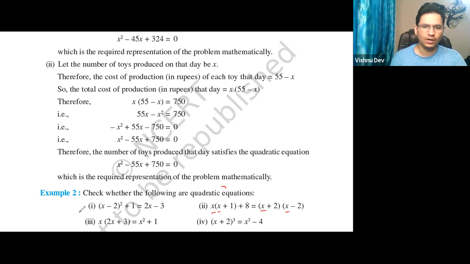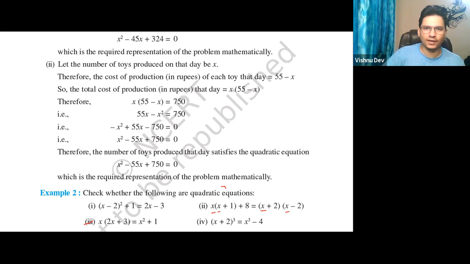Okay, chalo. What about the third one? Yes or no? Third one is yes. है ना? Third one is yes. Why yes? Tell me why yes?